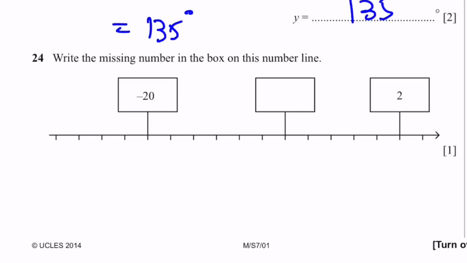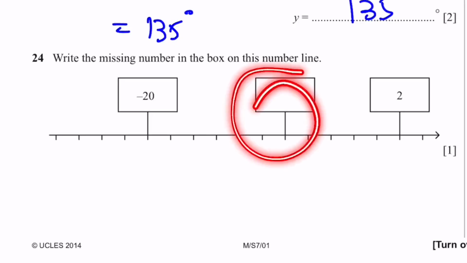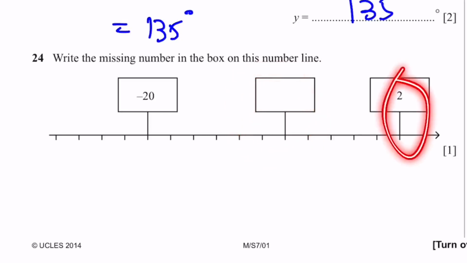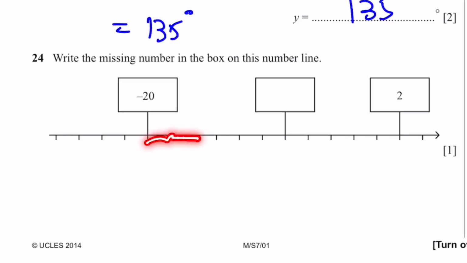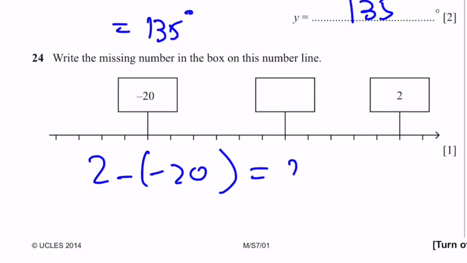Question 24. Write the missing number in the box on this number line. -20, and then we have this missing, and then we have a 2. So how many steps does it take to get to 2? 1, 2, 3, 4, 5, 6, 7, 8, 9, 10, 11. It takes 11 steps to get to 2. And 2 minus -20 is equal to 22. So it takes 11 steps to get this.